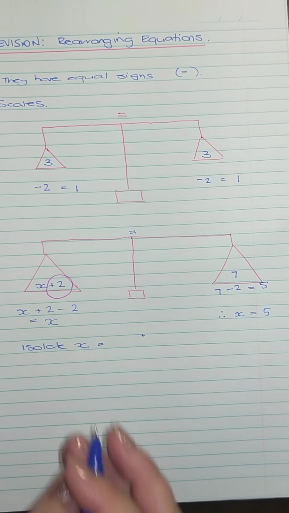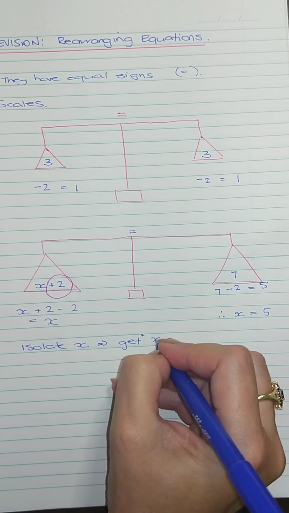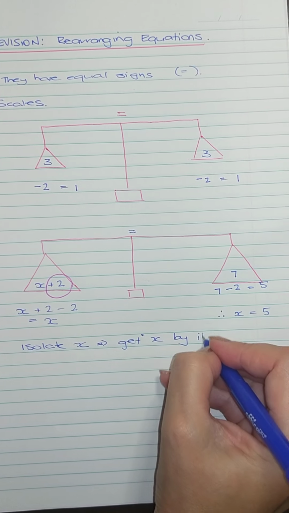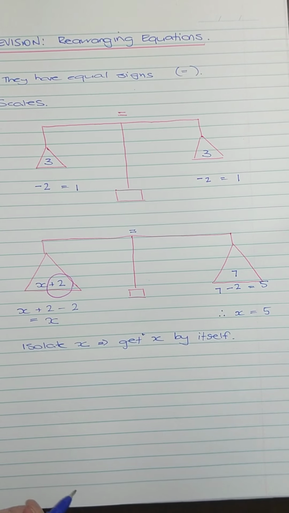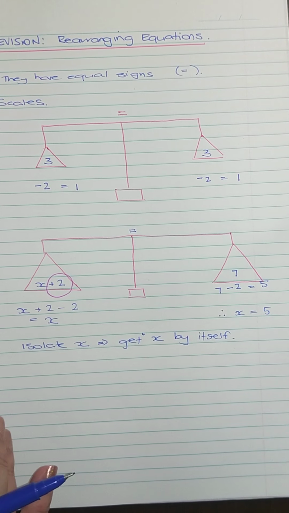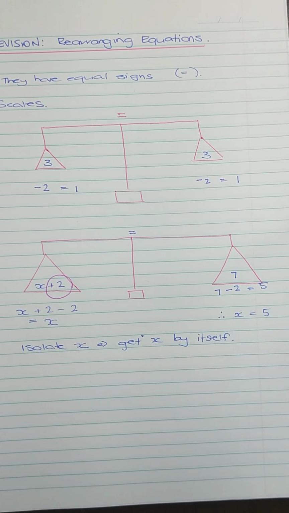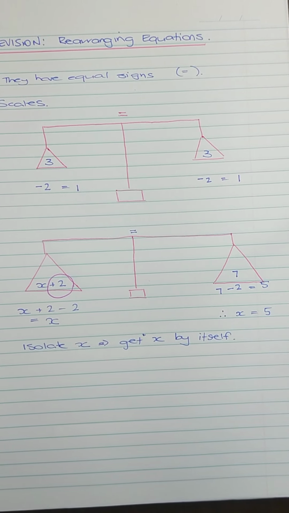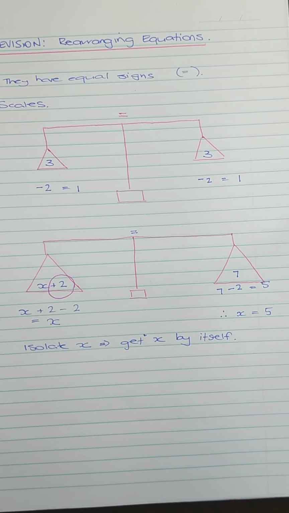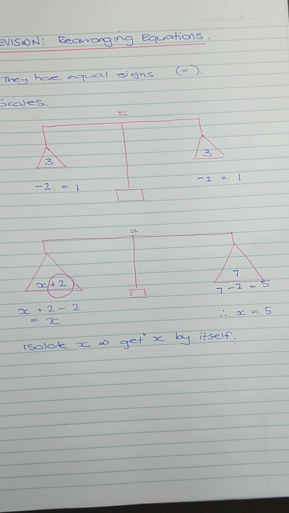Isolate x is another way of saying get x by itself. Generally on the left-hand side of the equation, not always. All right, so this system allows us to solve unknown sides. This gets us to be able to solve equations, basically. And there are slightly different rules for inequalities, but we're just doing revision at the moment, okay?